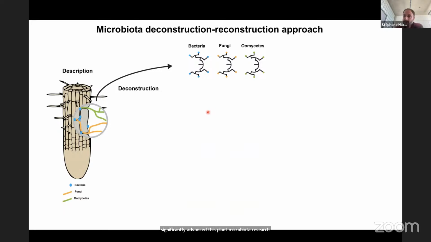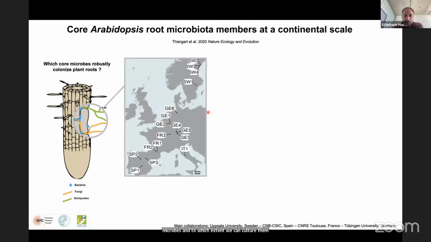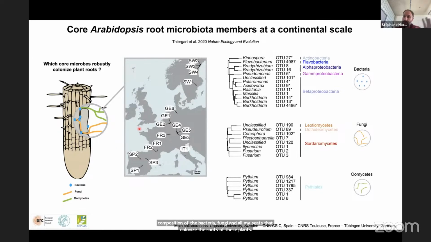So let's start with the first step. What are these microbes and to which extent can we culture them? The first question we asked back in 2014 is, what are these microbes that colonize Arabidopsis roots in its natural habitats across Europe, and whether there are some core microbes that robustly colonize plant roots irrespective of differences in soil conditions or climates? To do that, we went to the field across Europe and harvested Arabidopsis thaliana from Sweden to Spain. And we looked at the composition of the bacteria, fungi, and oomycetes that colonize the roots of these plants. We were quite surprised to see that although these plants face very different environmental conditions, they often associate with the same small group of highly abundant microorganisms that are listed here.